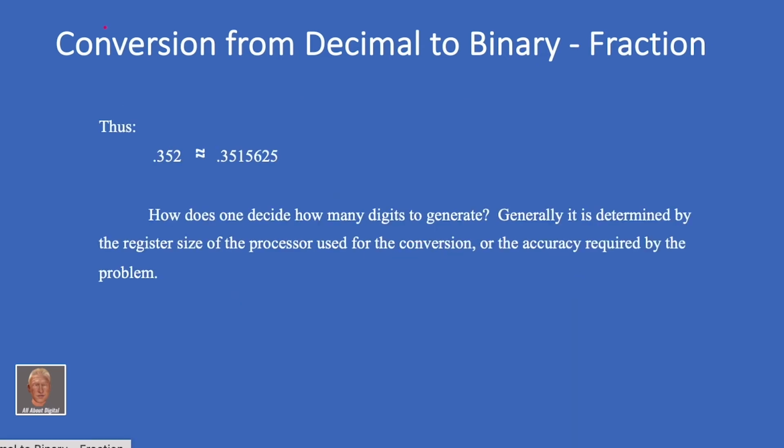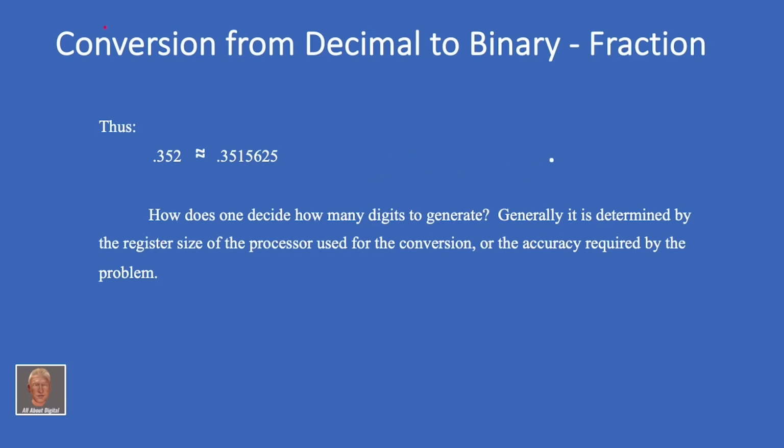Well, that's actually a little bit less than 0.352. If you rounded this up, it would be 0.352, but it's actually a little bit less, okay? If we added more bits out here to the right, we increase the precision, we would get closer and closer to 0.352. But how many bits are you going to add?